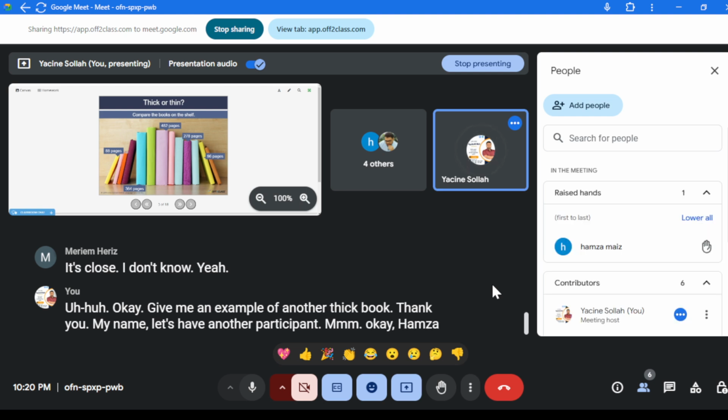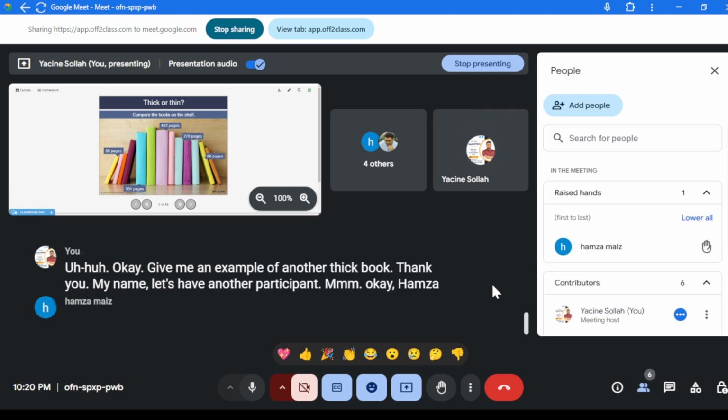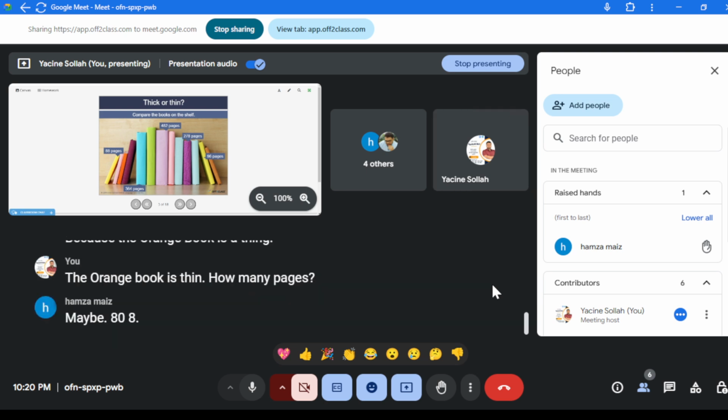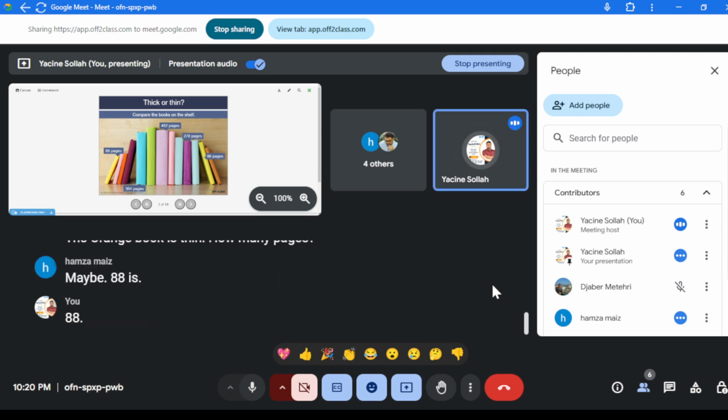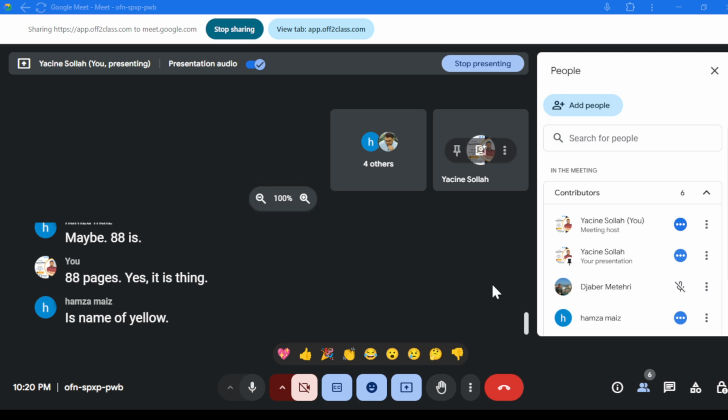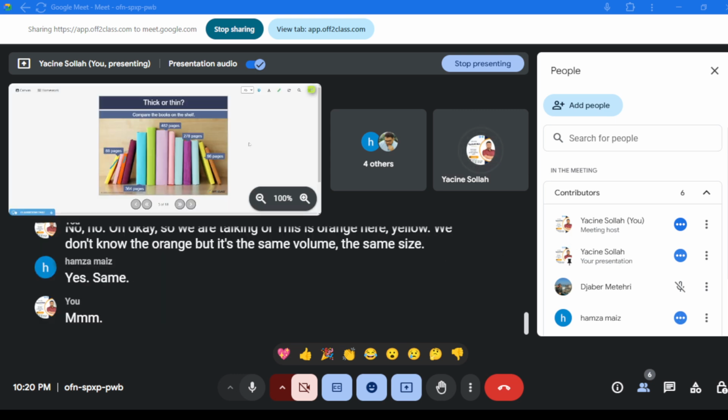Okay, Hamza. The orange book is thin. How many pages? Maybe 88 pages. Yes, it is thin. It's the same as the yellow. It's thinner than the yellow. Oh, thinner. No, no. Yellow, not right, left. Ah, okay. So you are talking about this is orange, here yellow. We don't know the orange, but it's the same volume, the same size. Yes, same chapter. Okay, interesting.